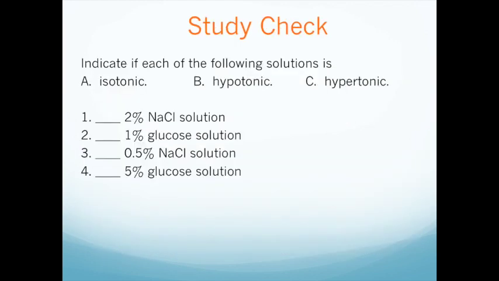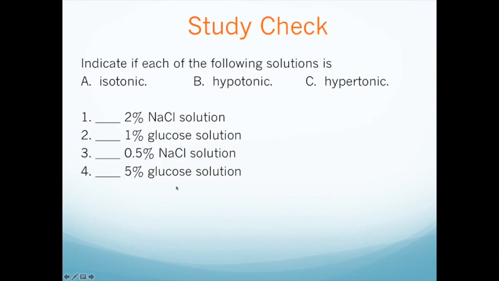So here is a brief study check. Which of the following can be used to describe the four solutions given: isotonic, hypotonic, or hypertonic? So a 2% sodium chloride solution, a 1% glucose solution, a 0.5% sodium chloride solution, and a 5% glucose solution.